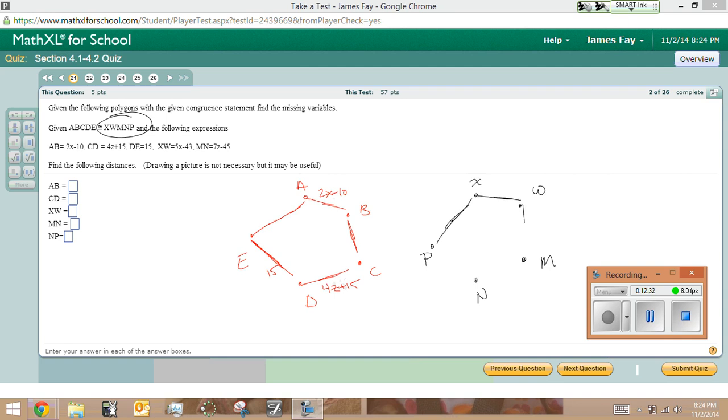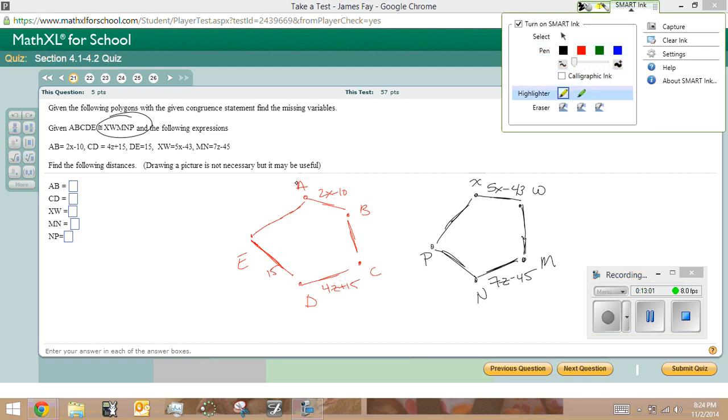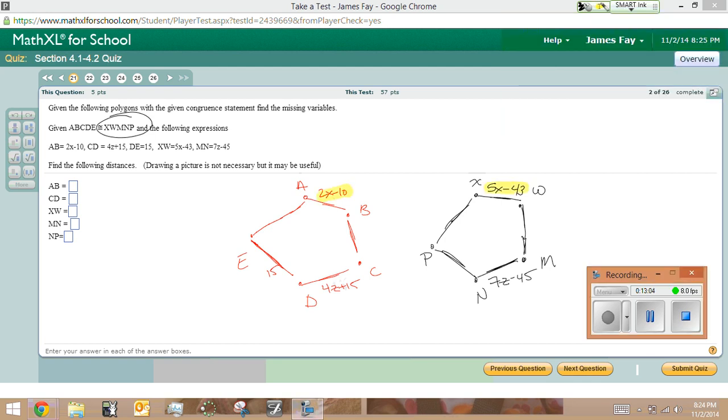Okay, draw that polygon. So they're saying that these two polygons are congruent. All right. I say XW is 5x minus 43. And they tell me MN is 7z minus 45. Now, because I'm able to draw this picture, I can see what parts are corresponding. That part corresponds to that part.